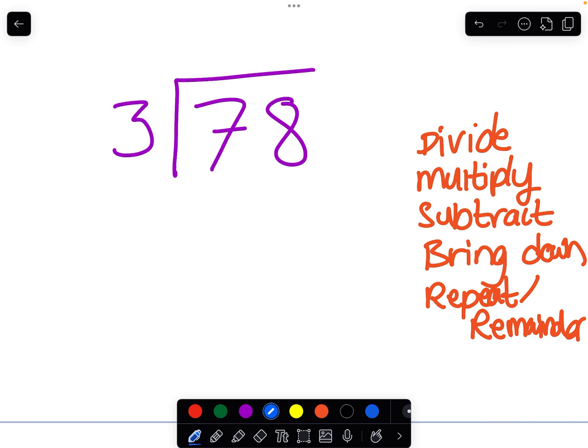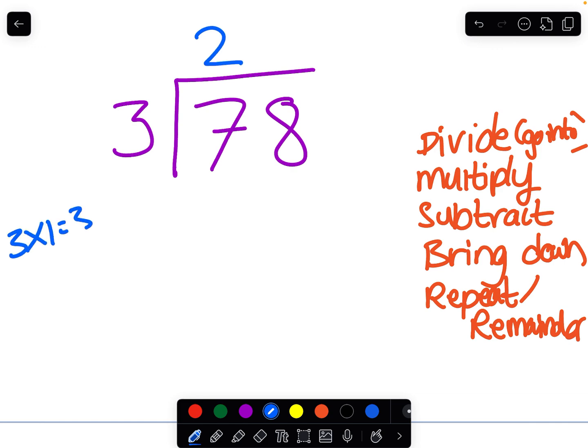So let's now follow the process. The first thing I'm going to do is divide, which we also call go into. Sorry, my handwriting is not the best. How many times does 3 go into 7? Or, what is 7 divided by 3? But we can think of it either way. Well, I know that 3 can go into 7 2 times. If you're not sure, remember, you can write it down.